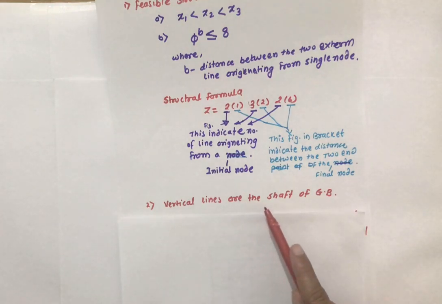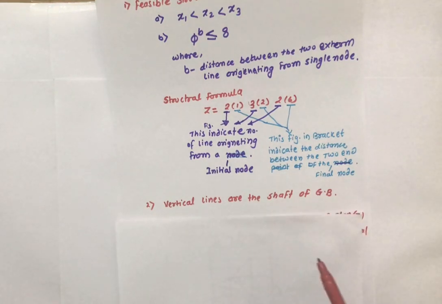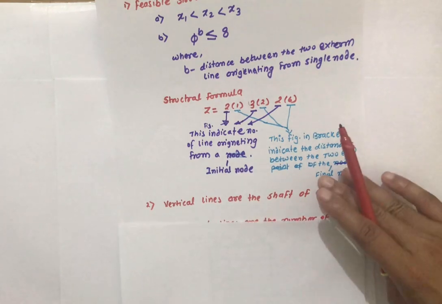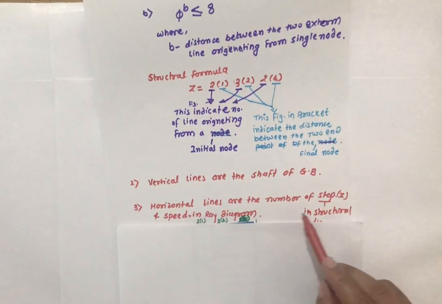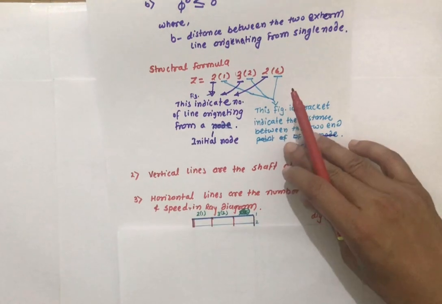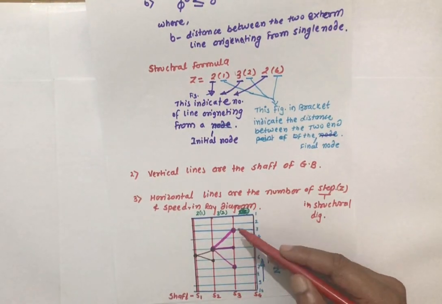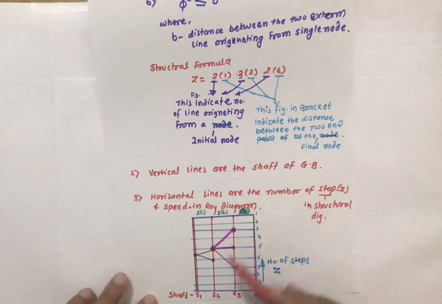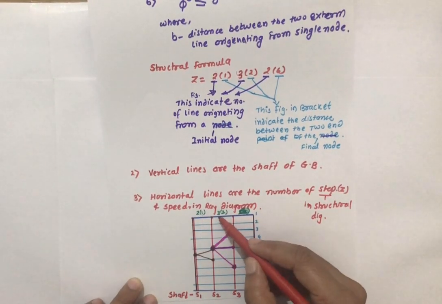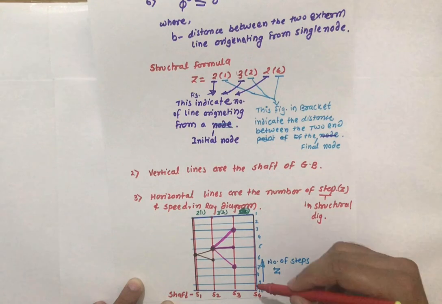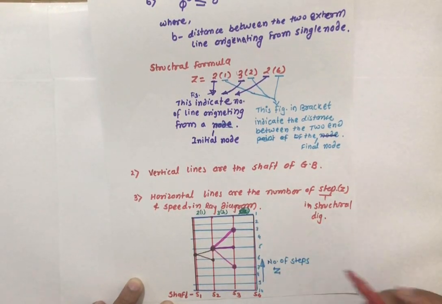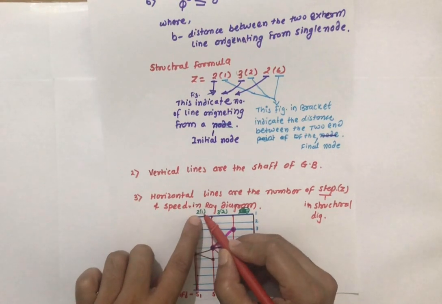Next, vertical lines are the shafts of the gearbox. While drawing the structural diagram, the vertical lines indicate the shafts of the gearbox. The horizontal lines are the number of steps, that is z. So here is one example of a structural diagram. Here 2 into 1, 3 into 2, and these are the vertical lines 1, 2, 3, 4. The vertical lines indicate the shafts s1, s2, s3 and s4, and the horizontal lines indicate the number of steps. So see here, structural formula 2 into 1, 3 into 2.